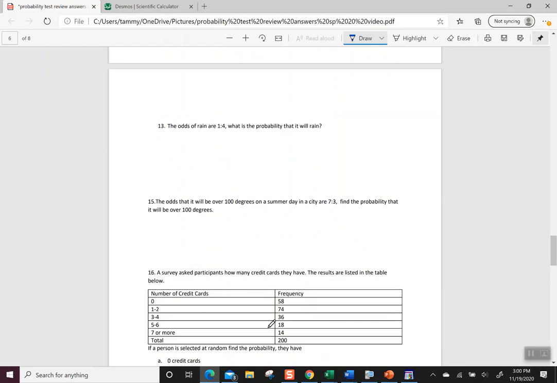14 says the odds of rain are 1 to 4. What's the probability of rain? Odds and probability have to be different. So when I go from odds to probability, I keep the first number, it goes on top, and on the bottom I add the 4 and the 1 together, I get 1 over 5. The next one says the odds that it will be over 100 degrees on a summer day in a city are 7 to 3. Find the probability it will be over 100 degrees. Same thing, the first number becomes my numerator. I add them together, 3 plus 7, which gives me 10. That's my denominator.